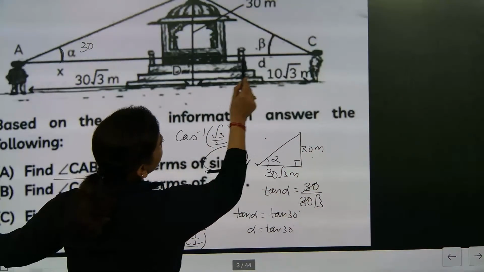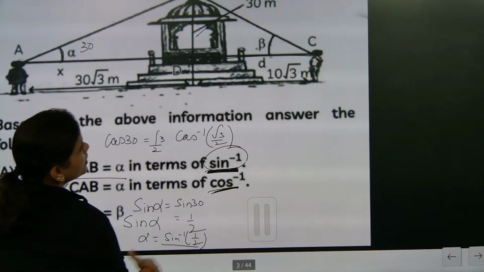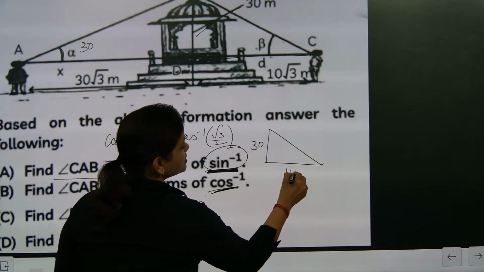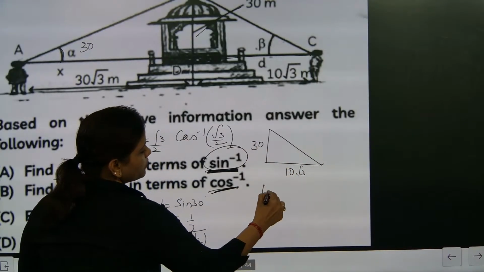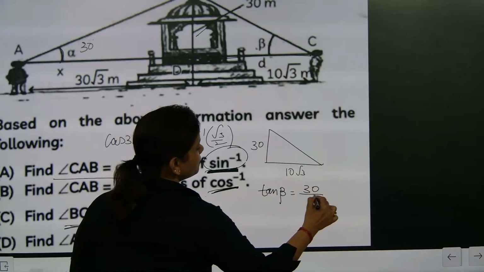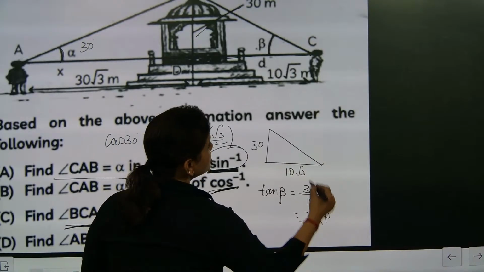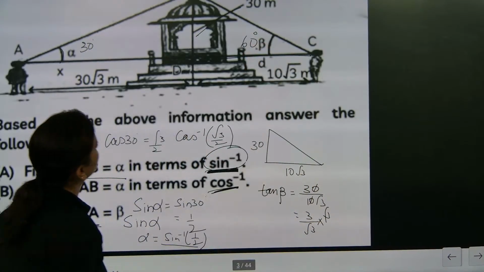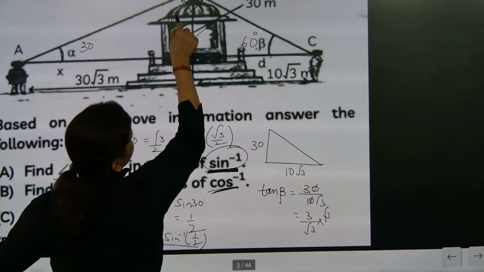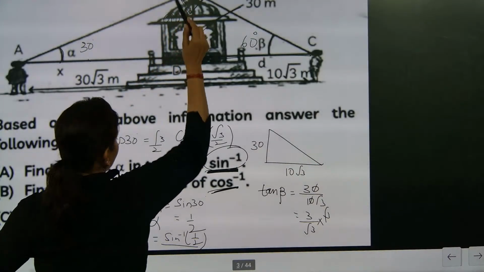Now beta, angle BCA. Here this is 10 root 3 and this is 30. So now we are going to draw the second section. This height is 30 and this width is 10 root 3. If I solve it, tan beta is equal to 30 by 10 root 3. So this cancels, and if you rationalize, this section will become 60 degree. Okay, so if this is 30 and this is 60, then this complete angle will become 90 degree. That means angle ABC will become 90 degree.